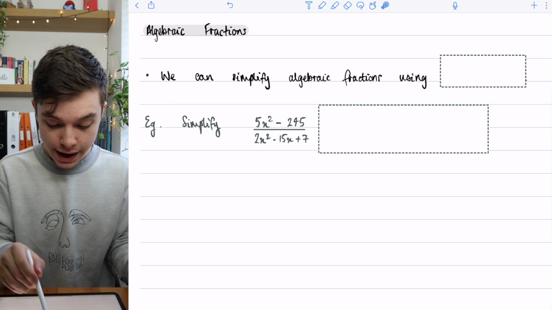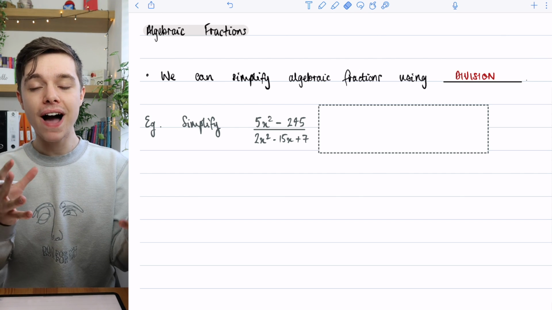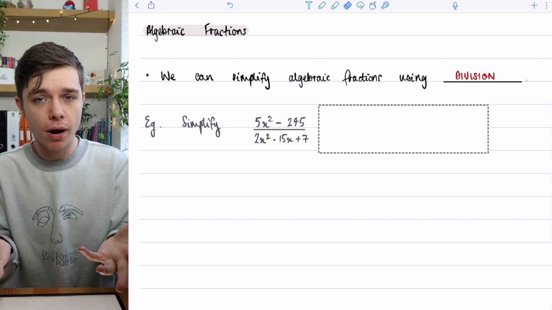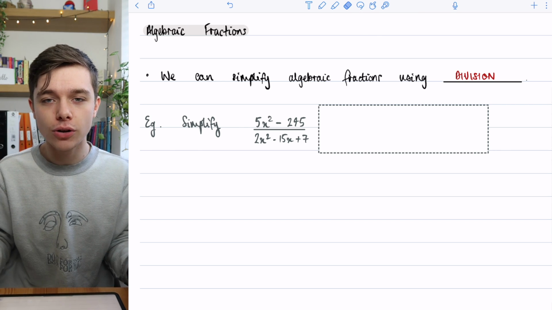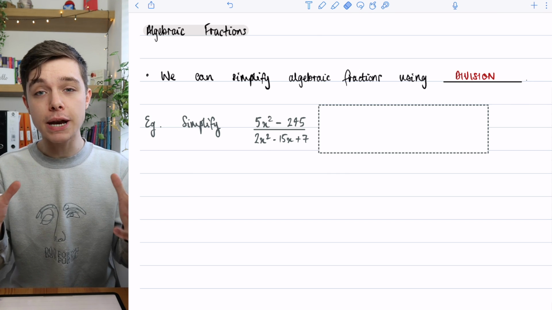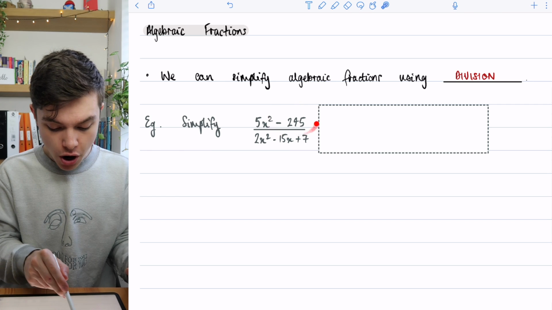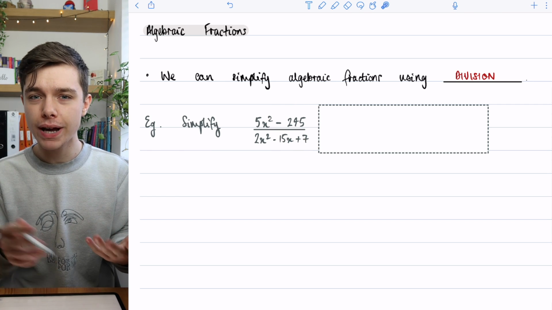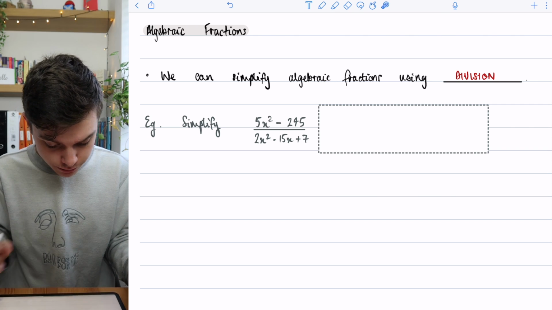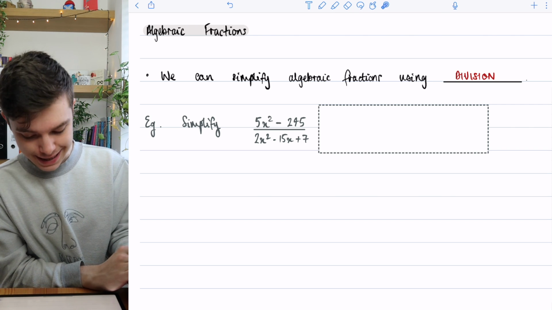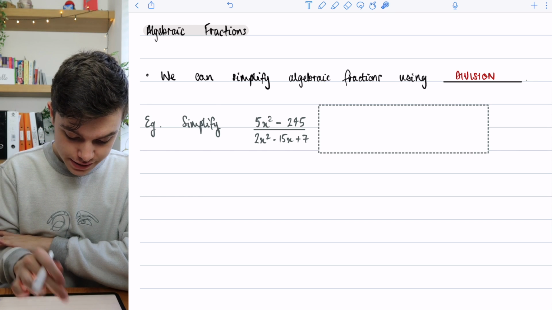Now, we can simplify algebraic fractions by using division, okay? We can divide top and bottom, and when I say top and bottom, I mean the top and bottom of the fraction. The numerator and the denominator is the technical words, okay? We can divide something by a common factor, because if we've got something on the top and something on the bottom, we can cancel those because they'll cancel each other out. Probably you've seen this before. So let's have a quick look at an example, and then we'll get on to some actual worked examples in a minute. But this is what we want to do.